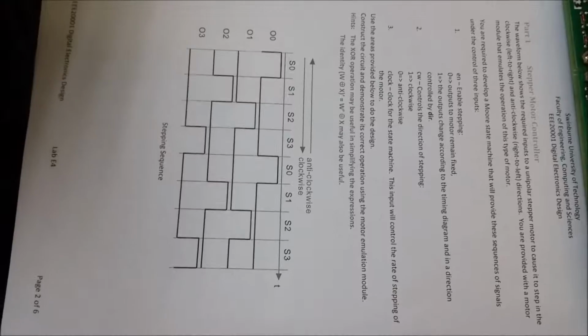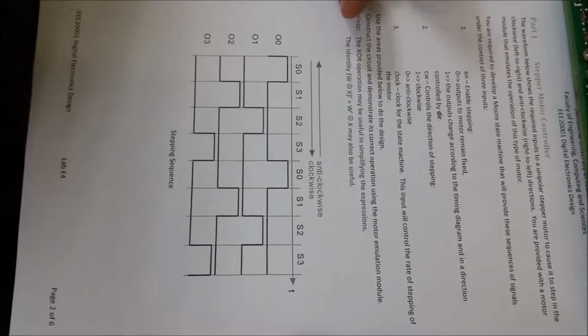The motor can turn clockwise or anti-clockwise. There are 3 inputs, which are EN, CW and clock. When EN is 0, the output of the motor remains fixed. When EN is 1, the output changes according to the timing diagram, and the direction is controlled by CW. When CW is 1, the motor will turn clockwise. When CW is 0, the motor will turn anti-clockwise, and there is the clock input.